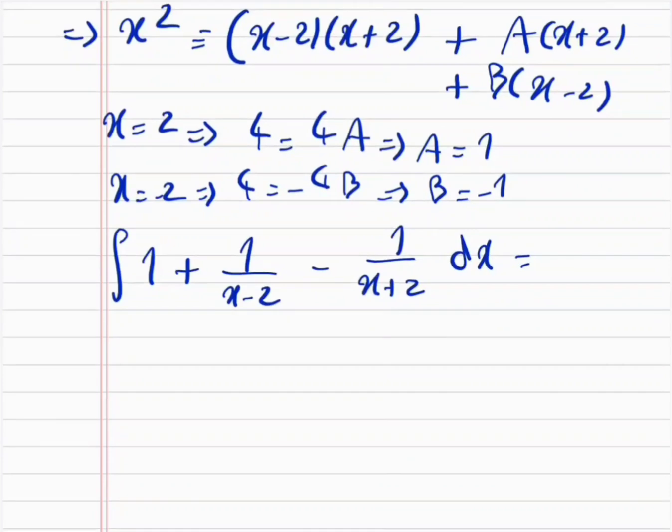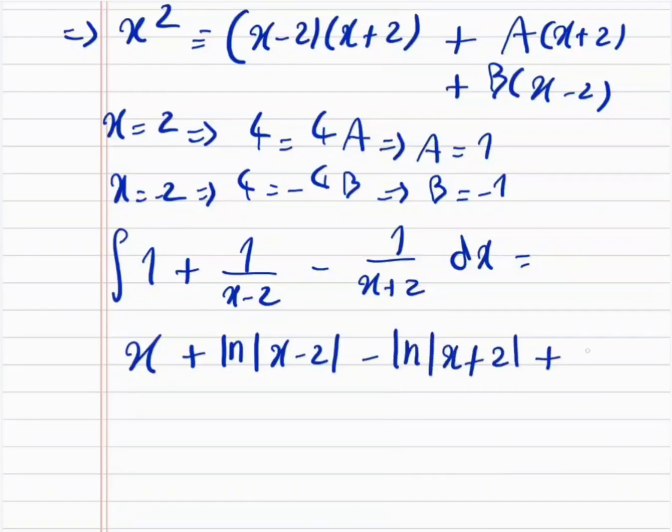Now it's just simple log integration, because using the reverse chain rule gives us log. So 1 integrates to x, the second term integrates to ln x minus 2, and the third term integrates to minus ln x plus 2 plus c.